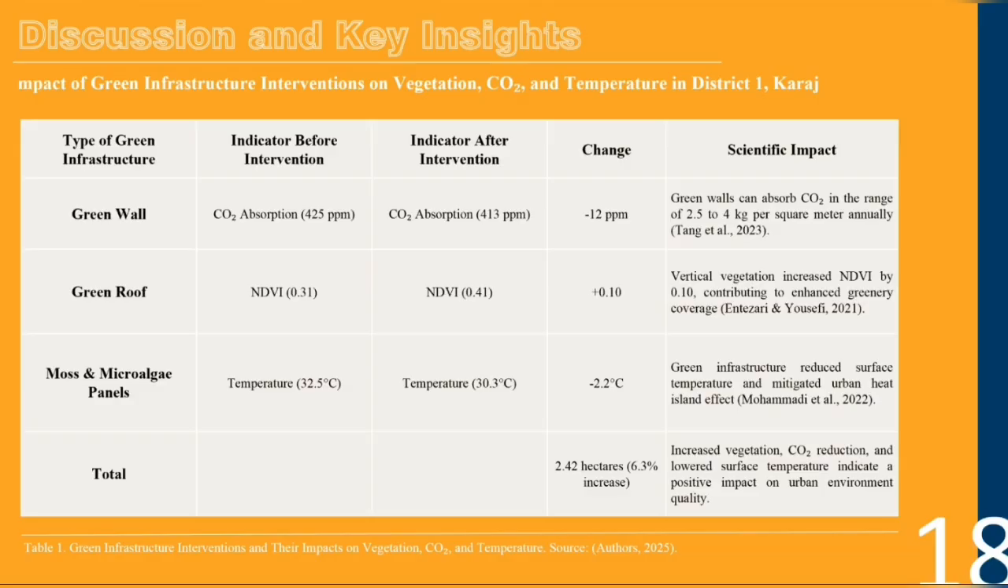This study proved that green infrastructure like green roofs, walls, algae, and moss can significantly reduce carbon dioxide by up to 12 ppm and urban temperature by more than 2 degrees. These nature-based solutions improve urban livability and support carbon neutral goals. Future recommendations include scaling up such interventions in similar dense areas, prioritizing multifunctional systems. Urban planners and policymakers must integrate green infrastructure to ensure a sustainable and climate resilient urban future.